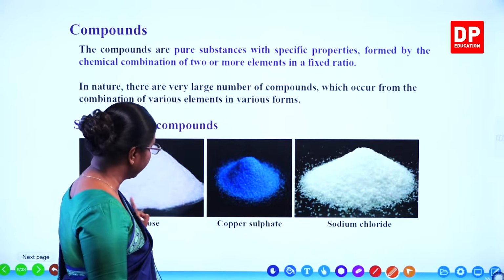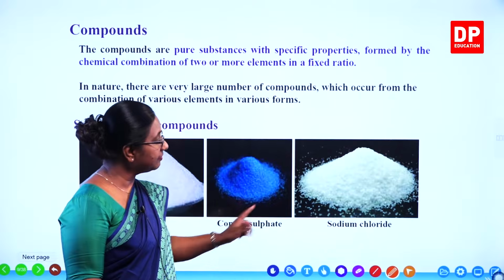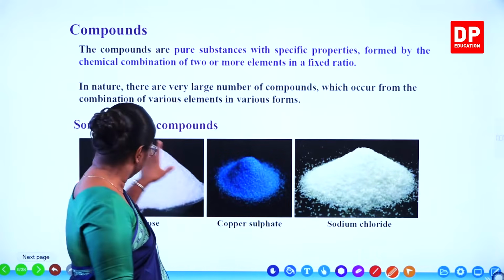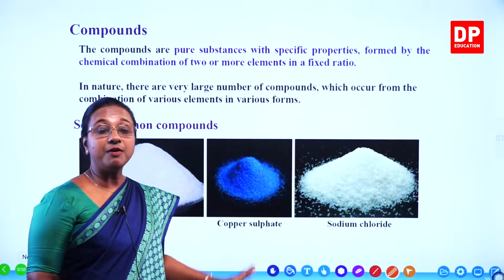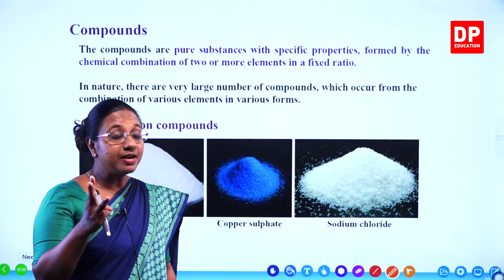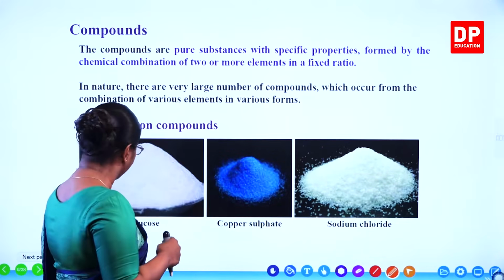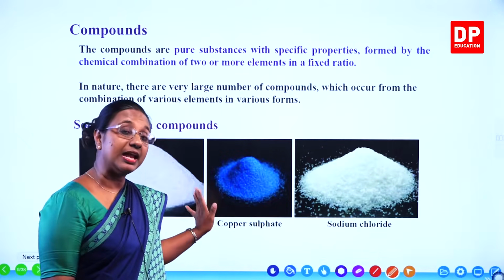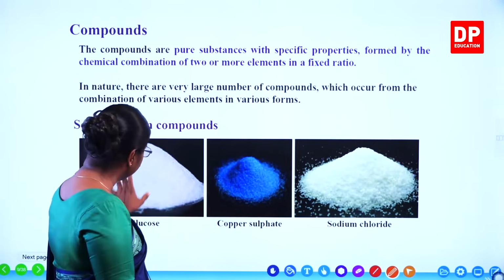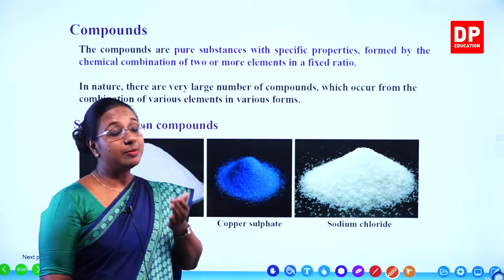You were able to see glucose, then copper sulfate and sodium chloride. As I told you, glucose is made up of carbon, hydrogen and oxygen. So, three different elements combine to form one particular compound, and in that the elements are chemically combined. That is why you get glucose with special properties.